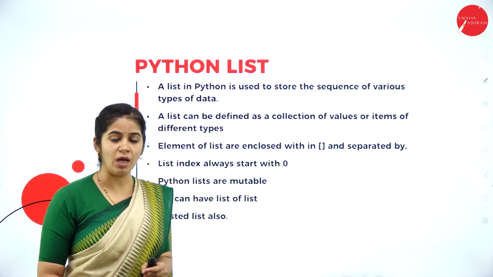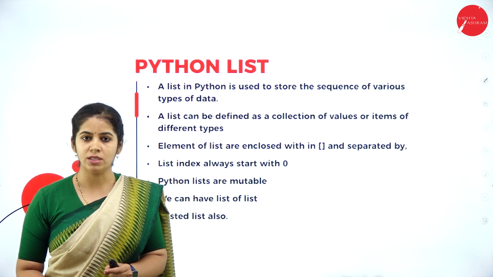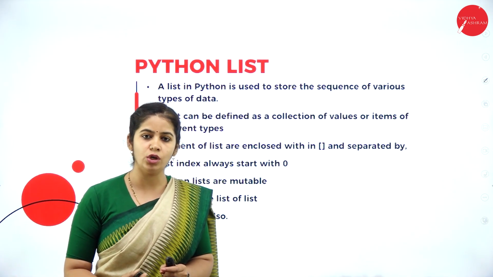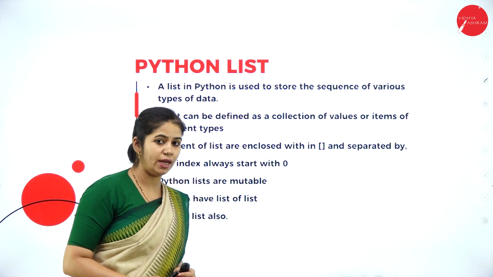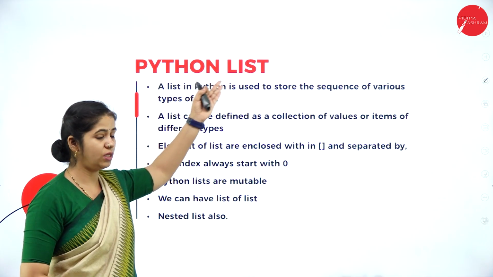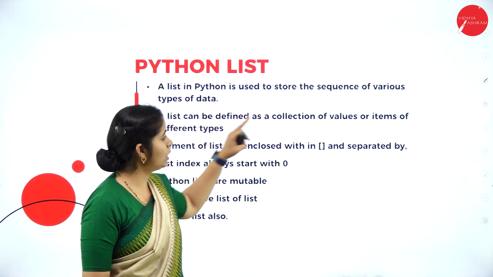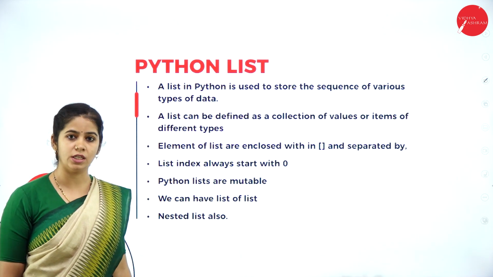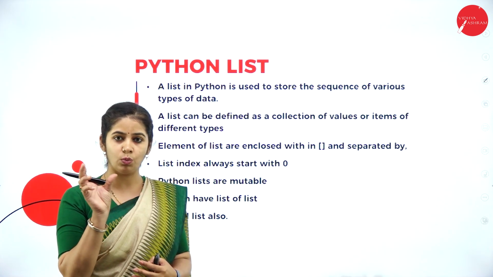There is no need to explain much about the strings and the numeric data types, integer, float and complex numbers. It is as good as what you use in the different programming languages. Let's see the sequential data types. The first sequential data type is list. A list in Python is used to store a sequence of various types of data. Here we are not only using a string data type as one list.